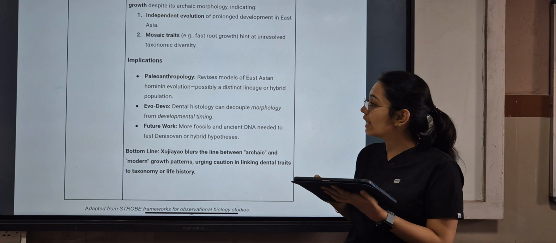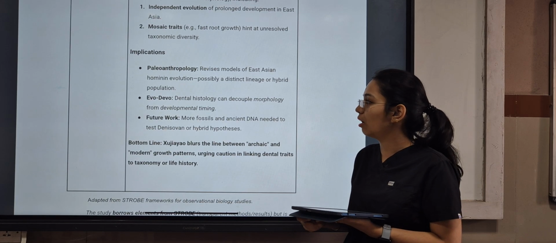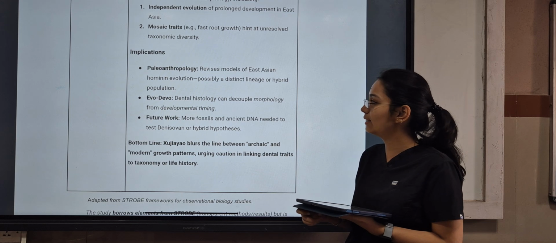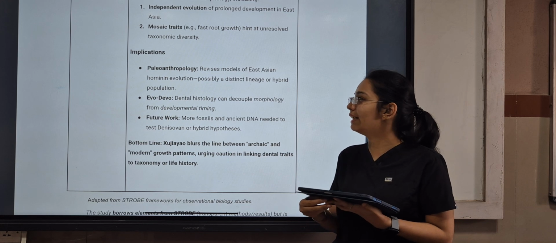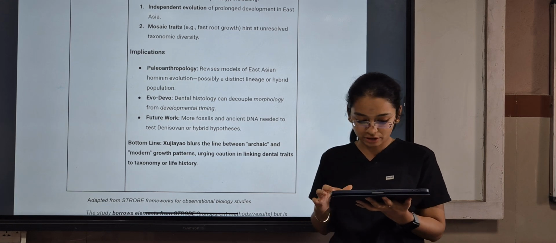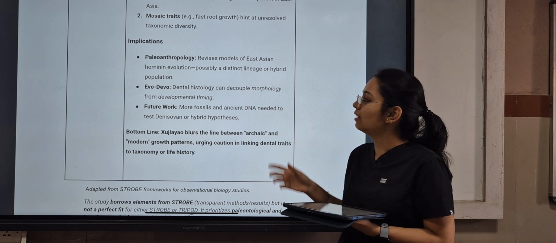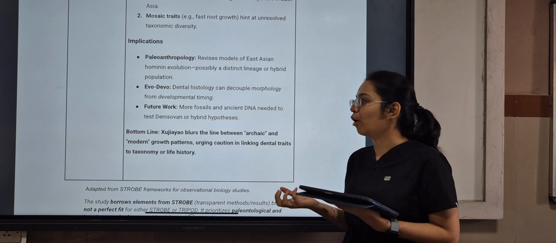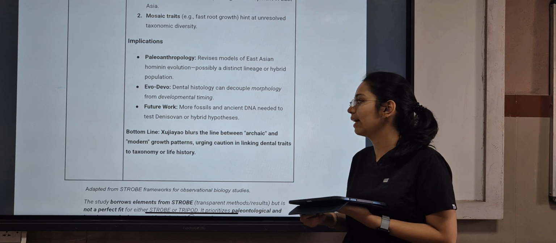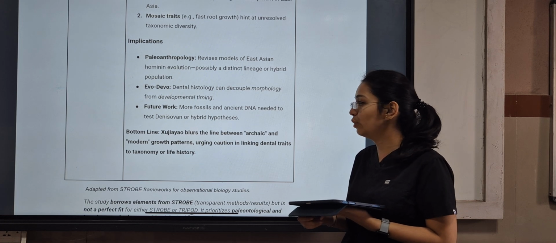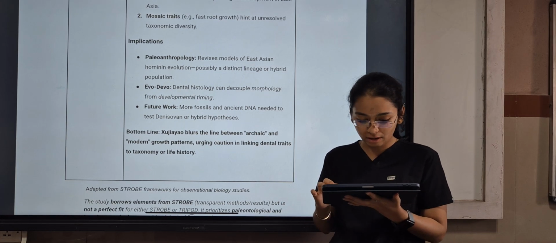So the implication in regard to paleoanthropology is that it provides models of East Asian hominin evolution. Possibly it is a distinct lineage or a hybrid population. As seen in the previous journal clubs, dental histology can decouple morphology from development and timing. And future work is more fossils and ancient DNA. They are needed to test the Denisovan and hybrid hypotheses to come to a proper conclusion.